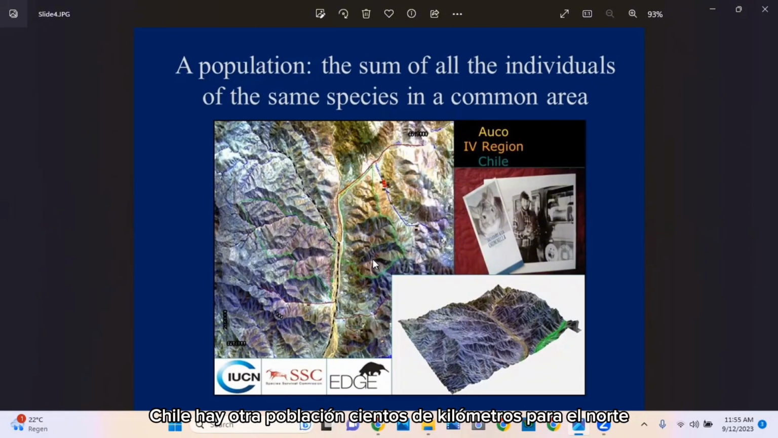There's another population hundreds of kilometers further north. The furthest a chinchilla has traveled in a night is about 250 meters. There's no way it's going to travel from here, it's highly unlikely, all the way up 250 kilometers further north to another area where there's chinchillas for breeding purposes. So a population is the sum of all individuals of the same species in a common area.